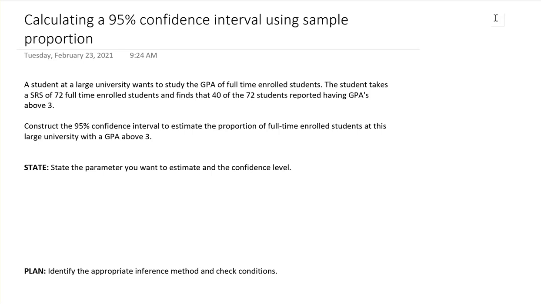Today we're going to be continuing my video series on confidence intervals, and in particular looking at how to calculate a 95% confidence interval using one sample proportion.